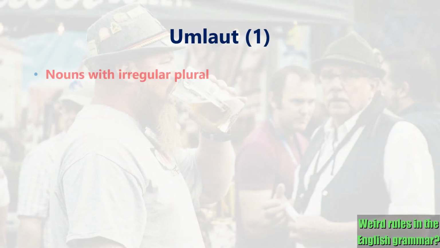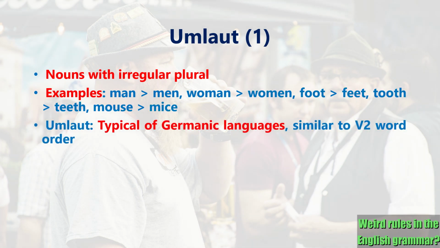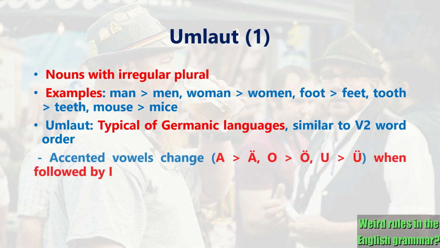Some English nouns have irregular plurals with vowel change, such as man men, woman women, foot feet, tooth teeth, and mouse mice. As with the V2 word order, this is due to another feature typical of the Germanic languages, namely umlaut, which means that accented vowels change from a to e, from o to u, and from u to u, when the syllable following the accented one is I.